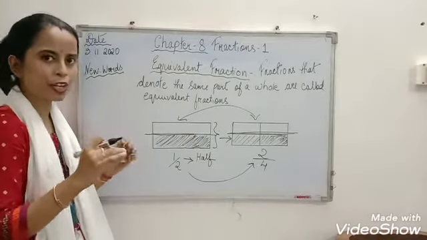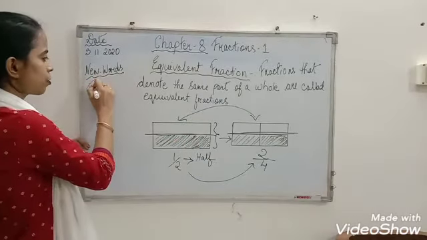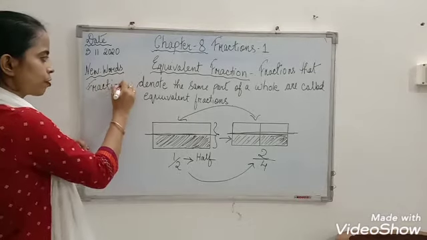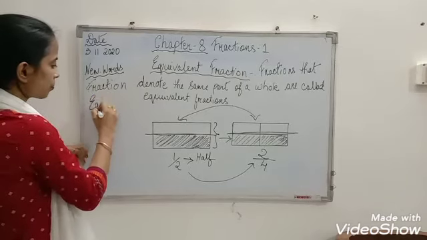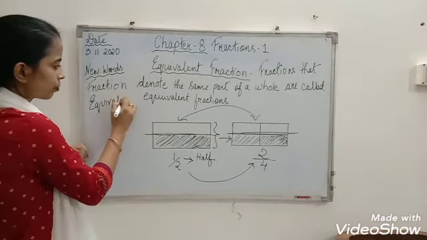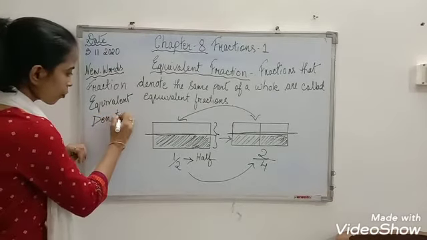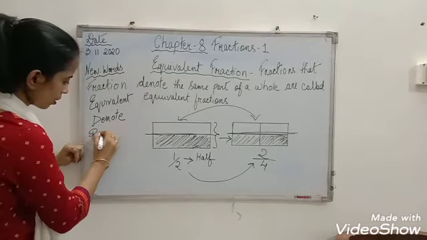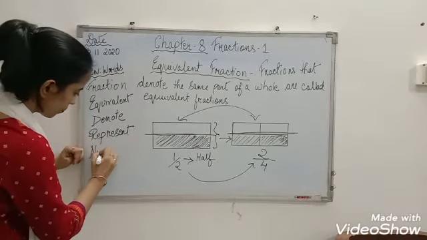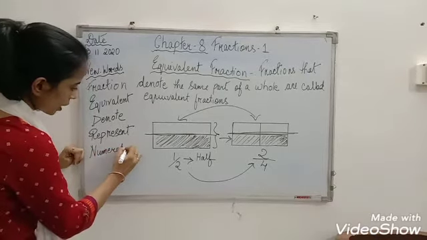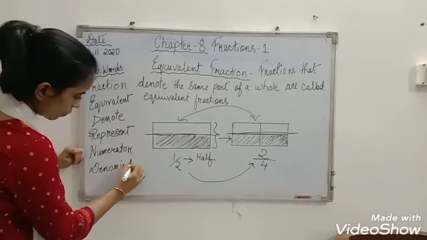Okay. So children, what are the words we have learned here? We have learned fraction, equivalent, denote, represent. These are our new words. Numerator, denominator. These are the words we have learned.